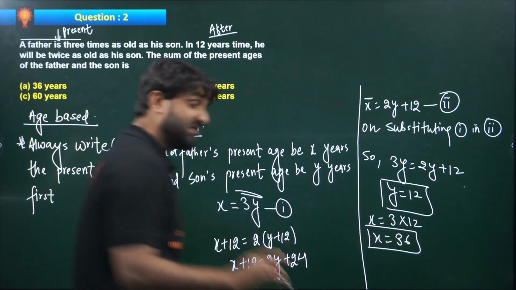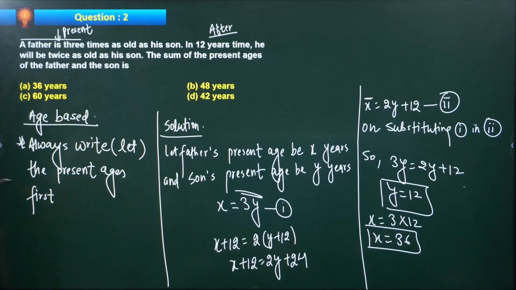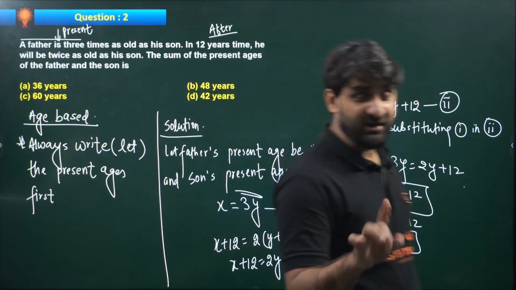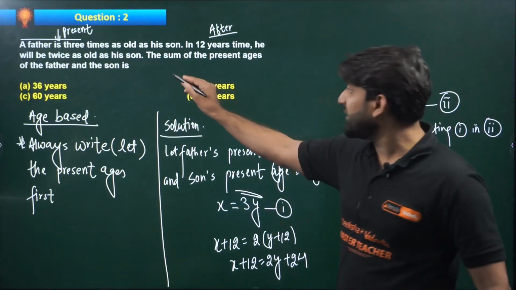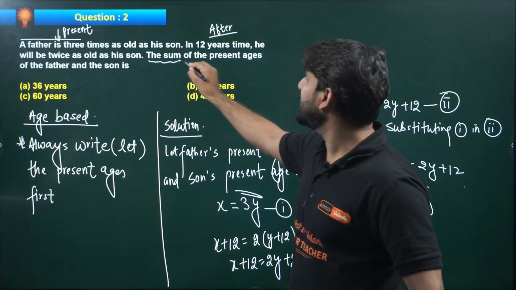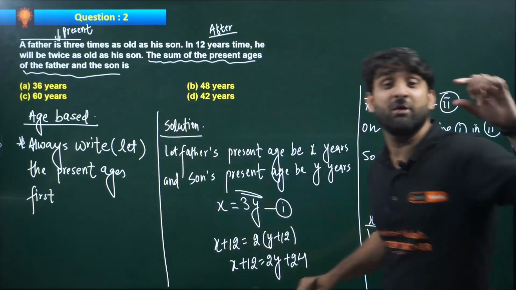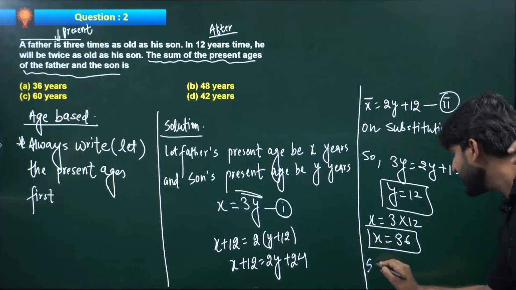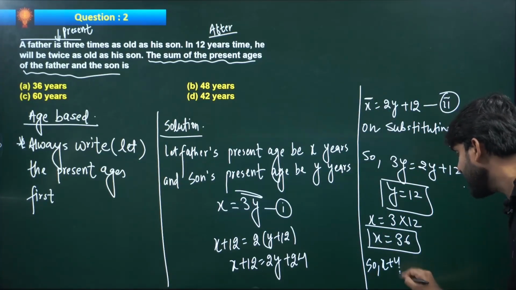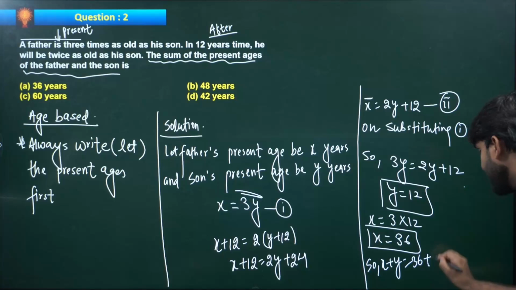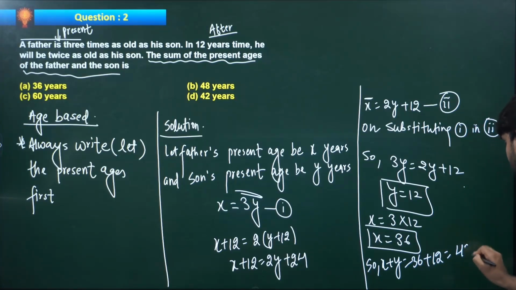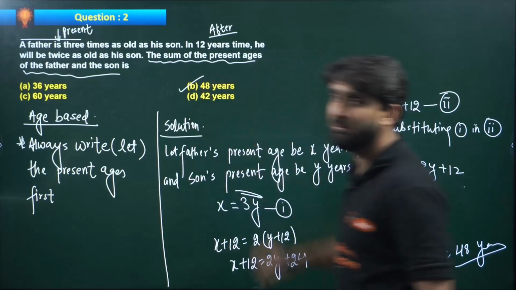My dear champion, this is not our answer. Don't get excited getting the values of x and y. Please read the question. The question is asking the sum of present ages of father and son. Sum of the present ages. So their sum will be x plus y. So x is 36, y is 12. So this will be 48 years. This is the answer. Is any option there? Option number 2 will be the correct answer.